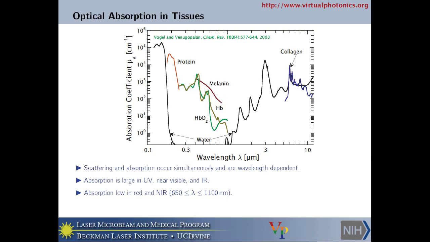If you go out further in the infrared, water becomes a problem as far as absorption is concerned, or it doesn't become a problem actually. It's interesting to probe states of water within tissue. One thing I haven't listed here is lipid, which also has some vibrational absorption peaks here. Far out in the infrared, you have some collagen signal. What's important to know is that absorption is very large in the ultraviolet, in the near visible, and in the infrared, and absorption is very low in the red and near infrared, and so that gives rise to deep tissue imaging and also for therapy.